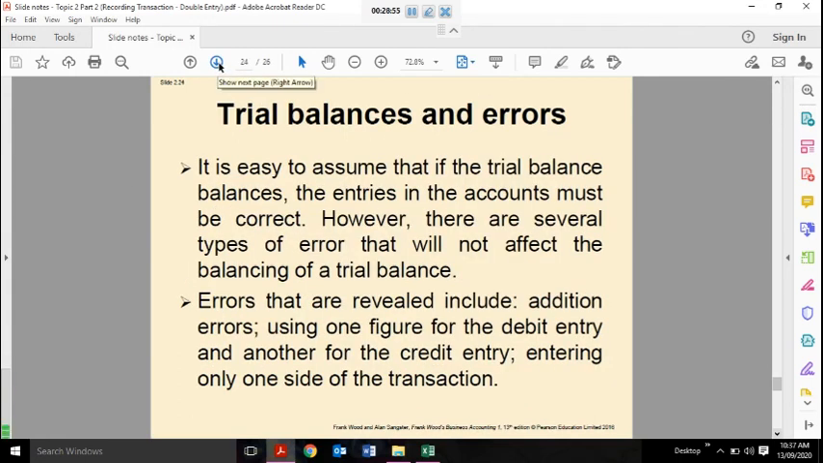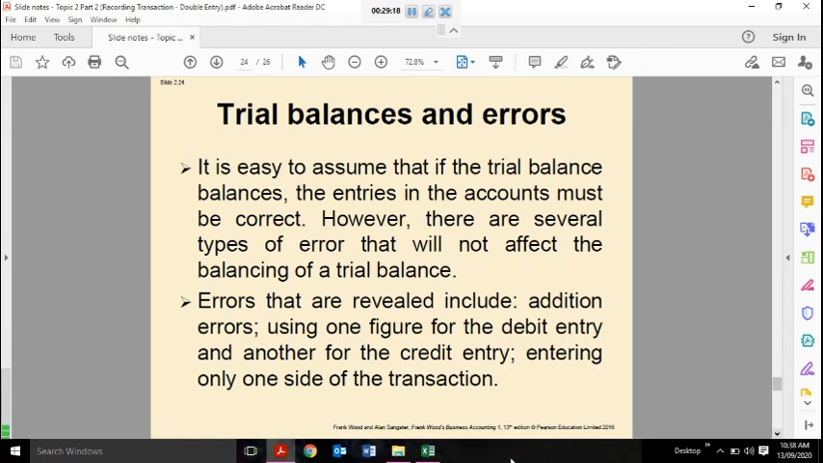So it's easy to assume that if the trial balance balances, entries in the accounts must be correct. However, there are several types of error that will not affect the balancing of a trial balance, because we're using the double entry concept. Let's say, like these examples.